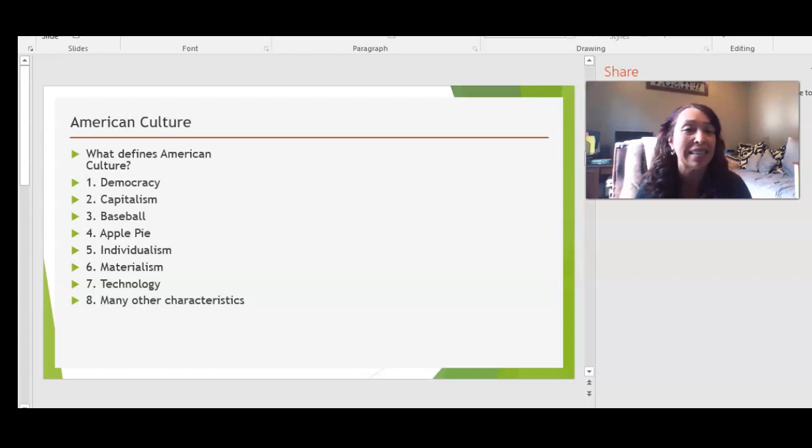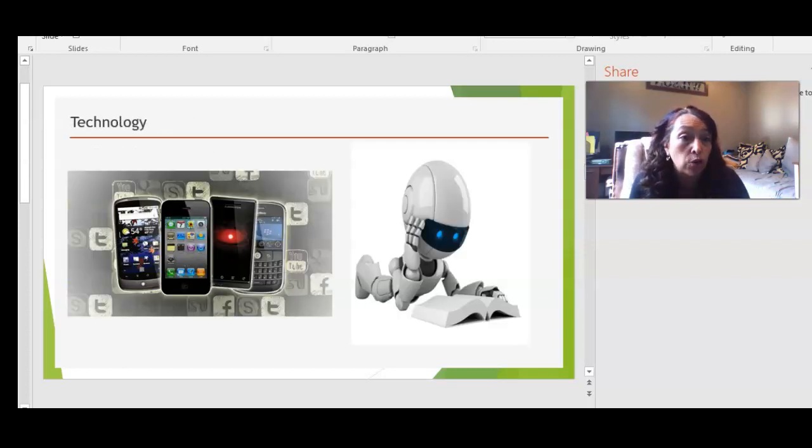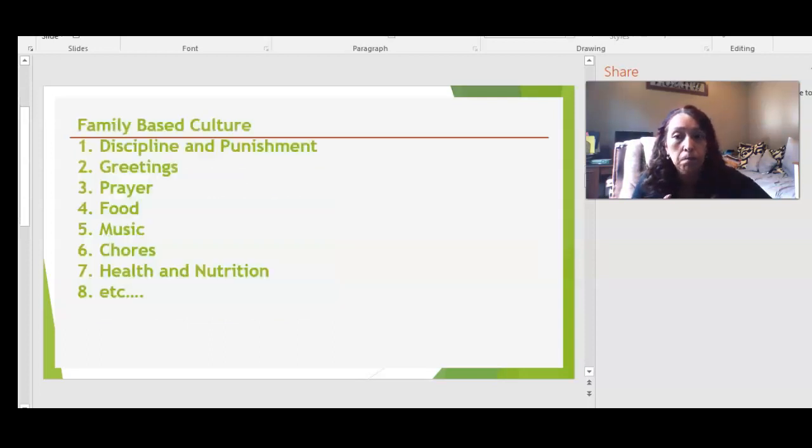It could be as simple as apple pie and baseball, but it also could be democracy and capitalism and individualism, right? We could talk about this for a long time, but it also can be things like we're highly technological. So when we look at our society, cell phones, technology, it's a huge part of who we are as Americans.